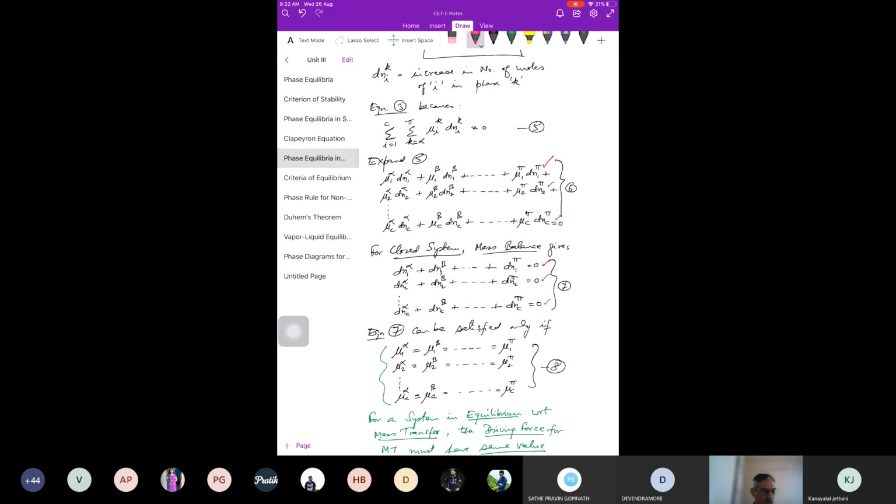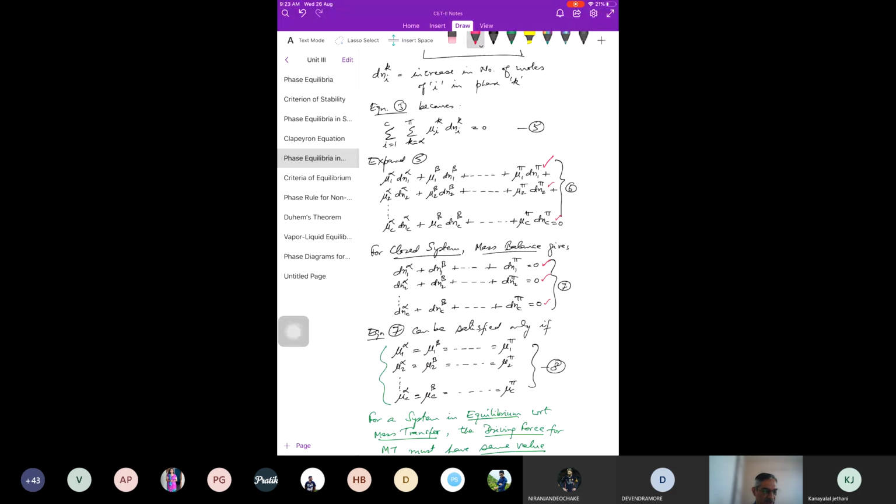Okay. If there are no questions, then if you look at equation 6 and equation 7, when will equation 6 and equation 7 be satisfied? For closed system only, no? Yeah, closed system only. You're talking about closed systems. You're not talking about open systems now. You're talking about closed systems only.